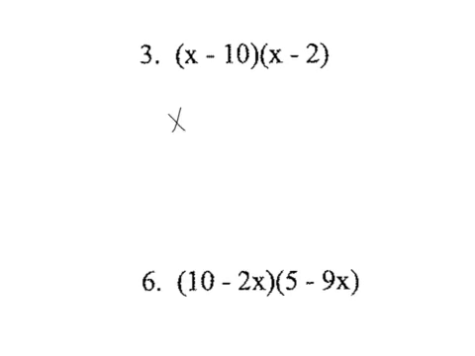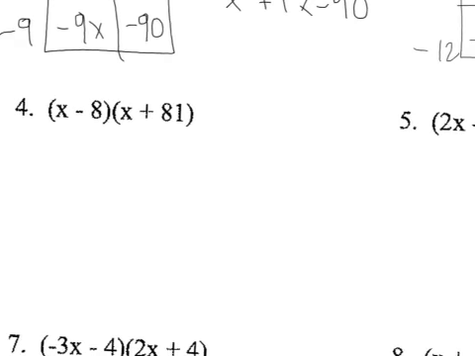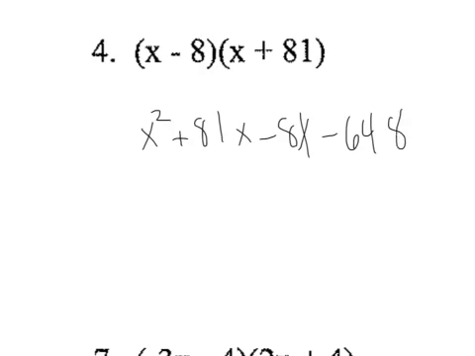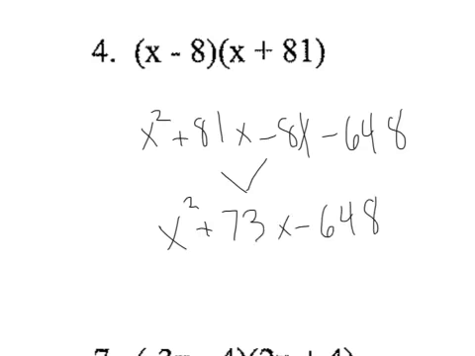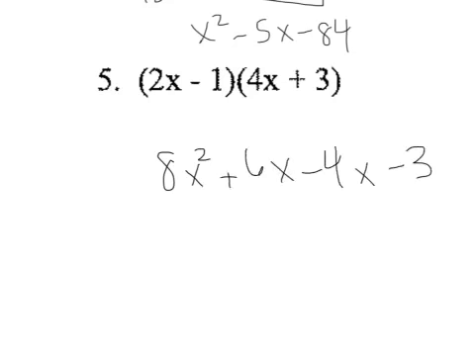So number 3, your terms would be x squared, minus 2x, minus 10x, and a plus 20. Then when you combine, you have negative 12x and then a plus 20. Number 4, x squared plus 81x minus 8x minus 648. So we've got an 81 and a minus 8. We have x squared plus 73x minus 648. Number 5, we've got 8x squared plus 6x minus 4x minus 3. So these combine. 6x minus 4x is 2x.